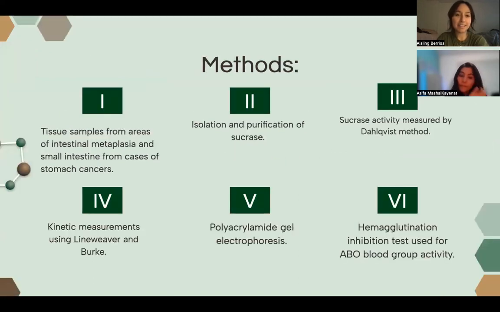So let's talk about methods. How did they do it? To begin, tissue samples from gastric cancer patients were obtained and analyzed for intestinal metaplasia. Their ages, genders, and blood group types were recorded.